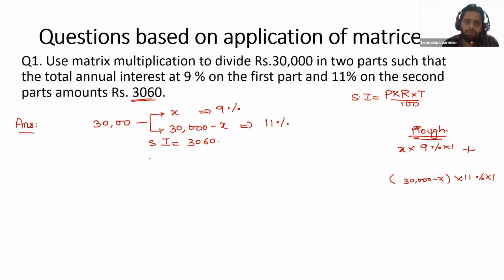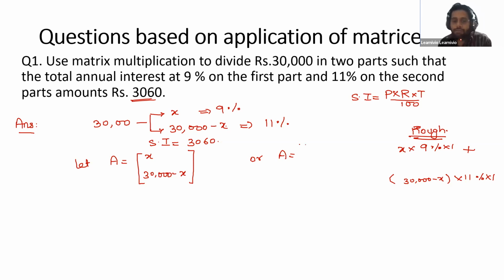So what we need to do is make a matrix. Now, for the principal amount, we have these two amounts. So we can make a matrix like this. Let A be equal to, suppose we have two options. We can make a matrix like this, x and 30,000 minus x. Or, I will ask you which matrix we need to select, we can make this matrix with 30,000 minus x first. So we can have this matrix or this matrix.